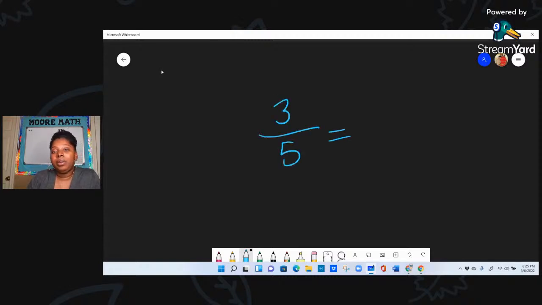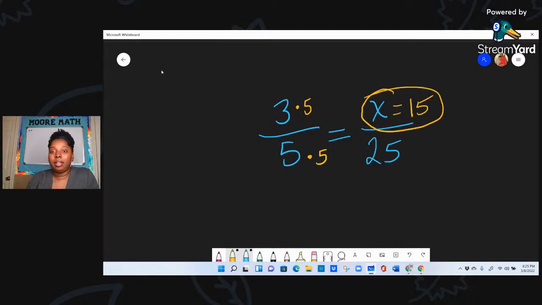3/5 equals x over 25. Okay. So again, you can go straight across. 5 times what is 25? 5 times 5 is 25. And 3 times 5 is 15. Okay. And that's how you do it.